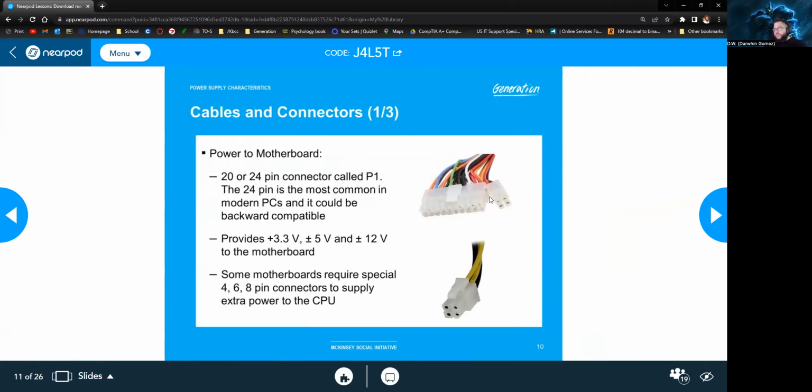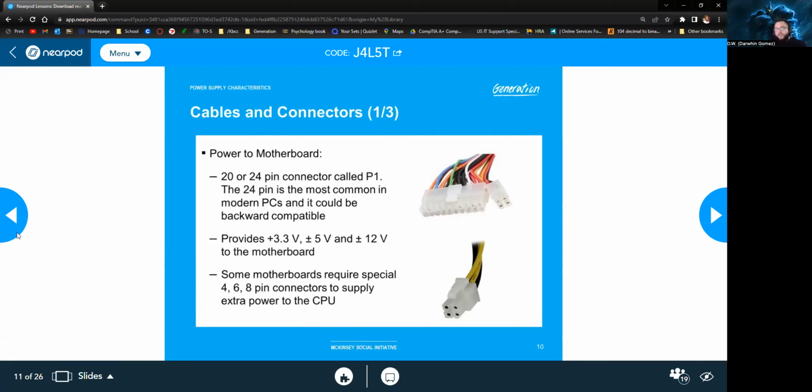I don't know if you guys remember this, but when we first went over it last week, I told you that usually the 4 extra pins are detachable, or you could just split them off, and it's built that way to be backward compatible. So this specific cable provides positive 3.3 volts, positive and negative 5 volts, and positive and negative 12 volts to the motherboard. Then some motherboards require CPU power, and this power is directly for the CPU, and it can come in 4, 6, or 8 pin connectors.